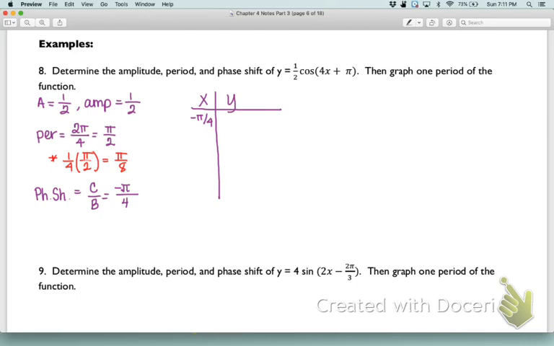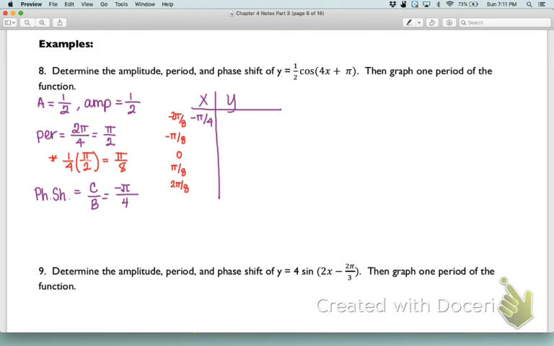Now here's where this gets a little bit tricky, because we need to add pi eighths over and over again. So I need to have a common denominator to be able to add. If I multiply this by 2 over 2, this is equal to negative 2 pi eighths. I'm going to do this in eighths out to the side, and then we'll simplify as we need to. Now we're going to add pi eighths until we get our 5 key points. So if I add pi eighths, now I have negative 1 pi eighths, then I have 0, and then I have 1 pi eighths, and then I have 2 pi eighths again.